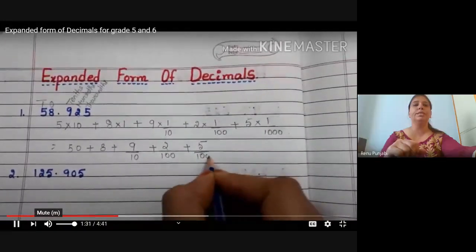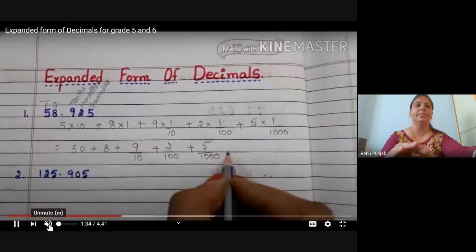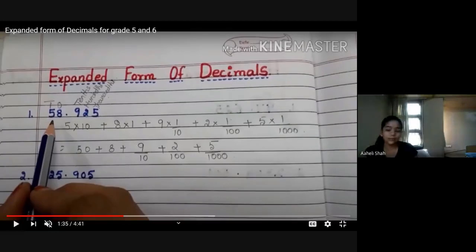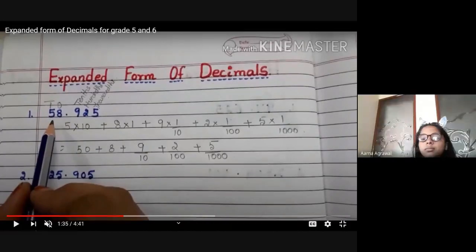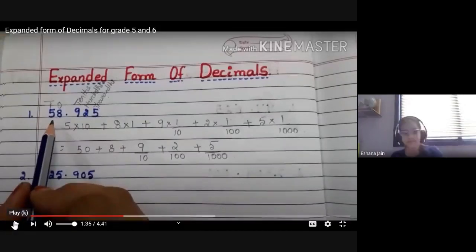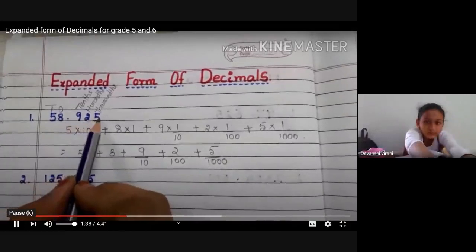See children, if you skip the first line also, you can write directly. The way I have explained just now. Am I clear with everyone? Yes, ma'am. Ma'am, this is the fraction one, na? Yes, this is the fractional form. Number 58.925.